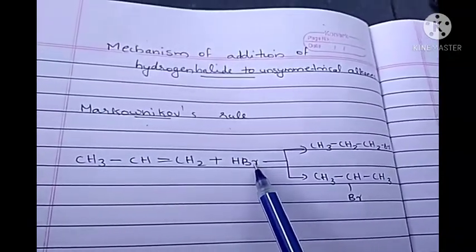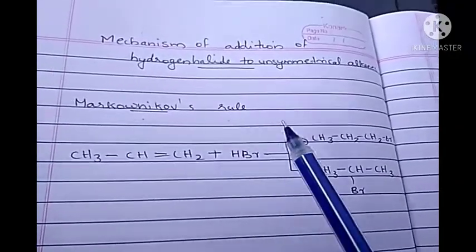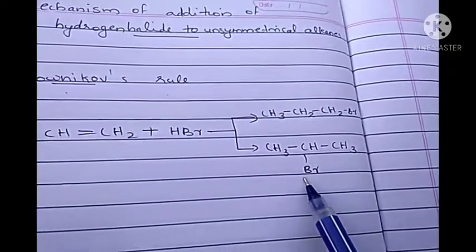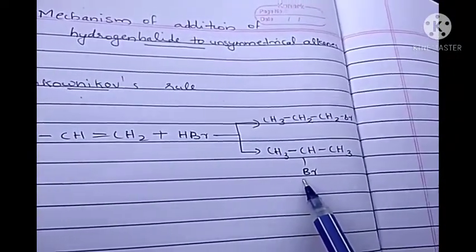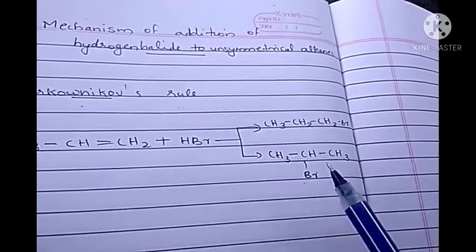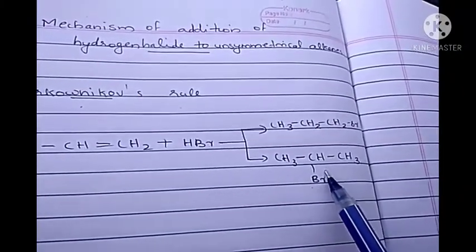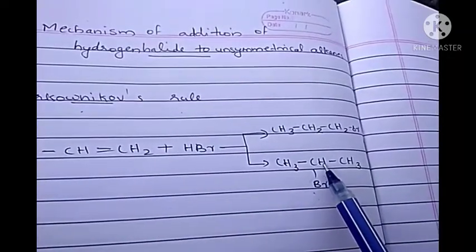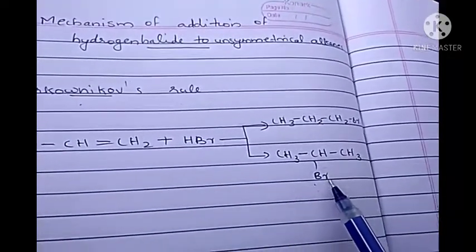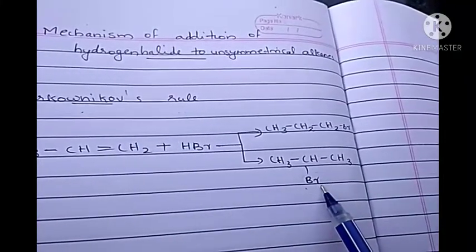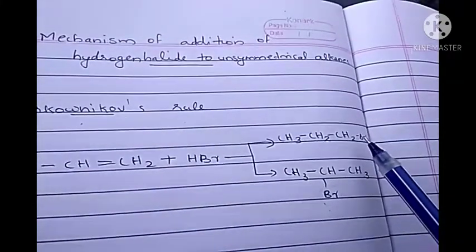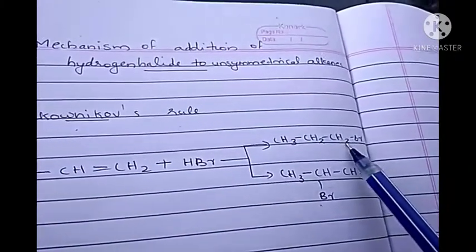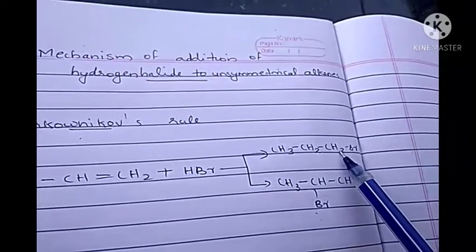When HBr, a hydrogen halide, is added to this propene, we get two products, that is 1-bromopropane and 2-bromopropane. Two products will be formed. Out of these two products, the product in which the negative part is added to the carbon atom containing less number of hydrogen will be the major product. And the product in which the halogen atom or the negative part is attached to the carbon containing more number of hydrogen atoms is the minor product.